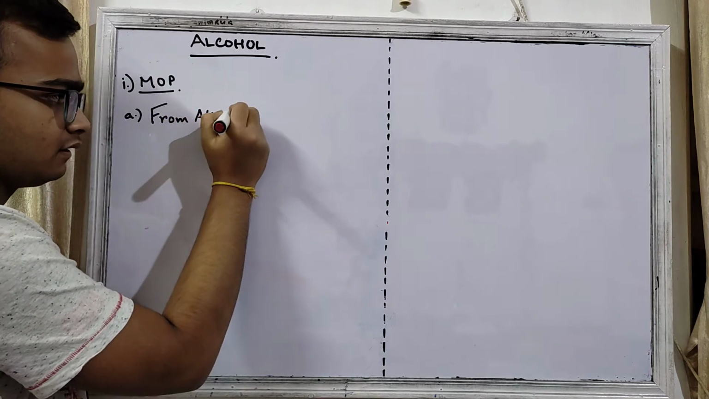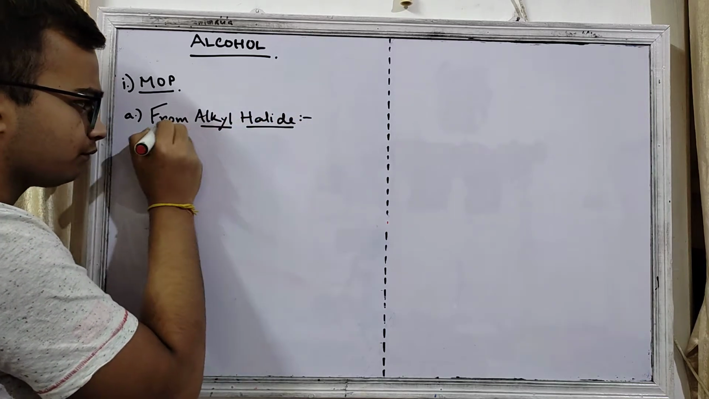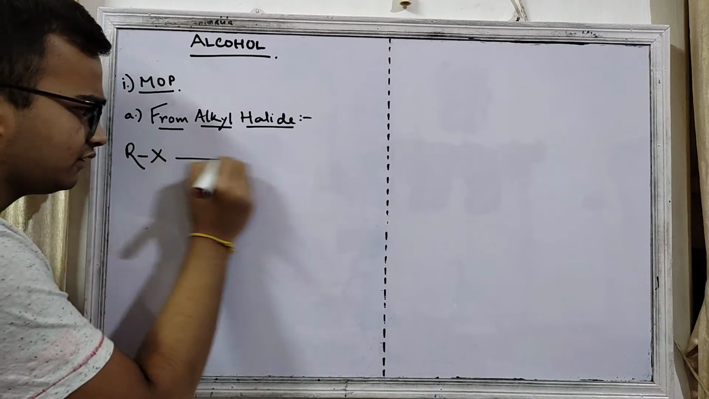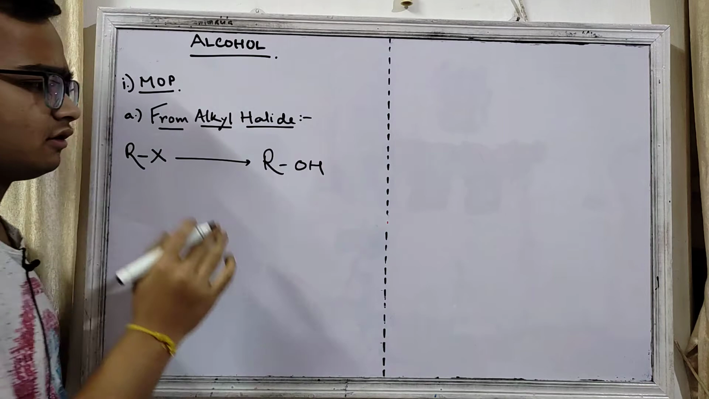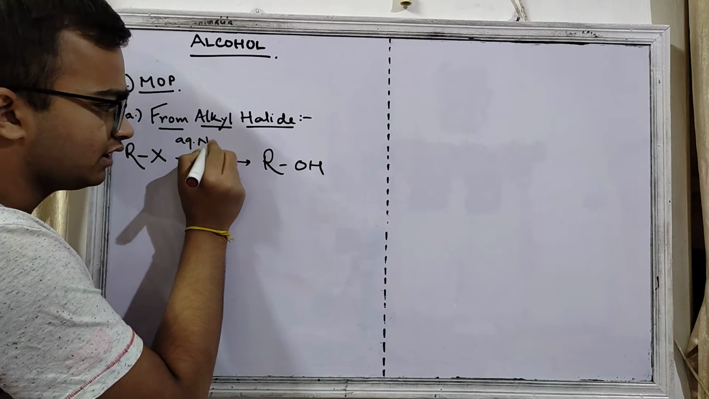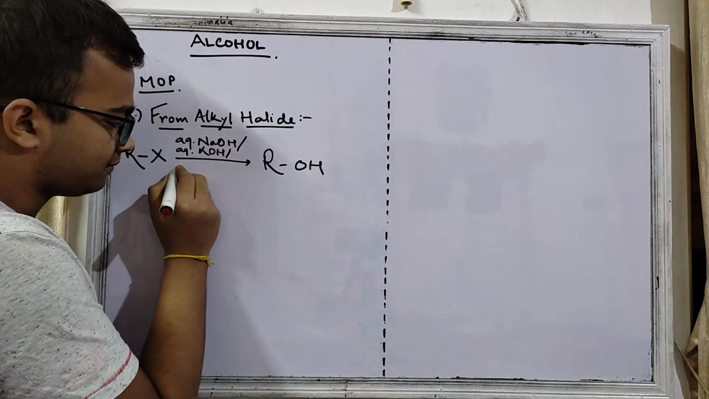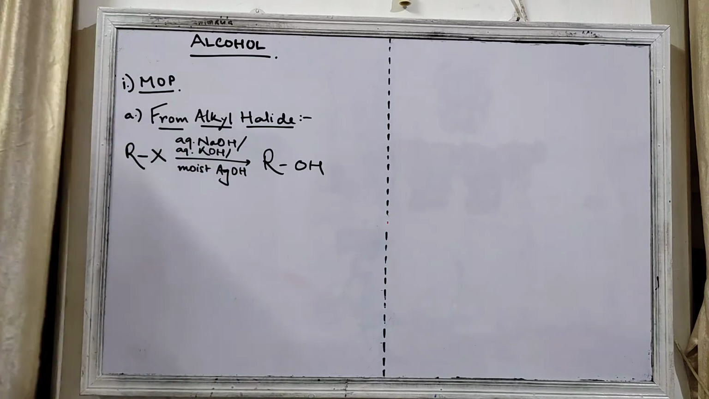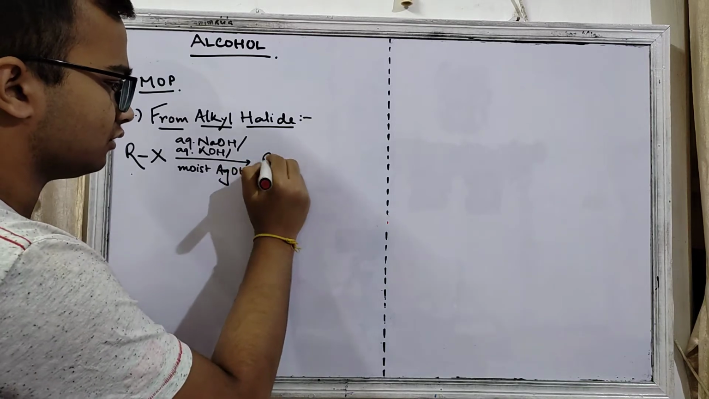Right? So if you remember in the chapter on alkyl halides, alkyl halide is RX. When we react it with something, it gives ROH, and the reagent we are talking about is nothing other than aqueous NaOH, or aqueous KOH, or moist AgOH. Clear? So this is the alkyl halide and this is giving my ROH, which is the alcohol.